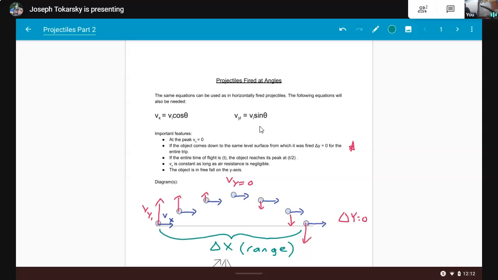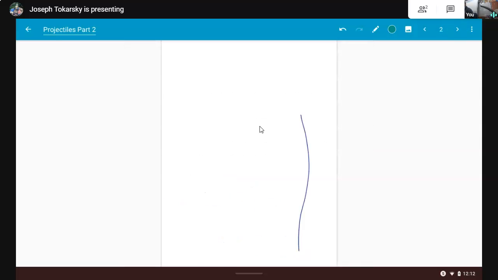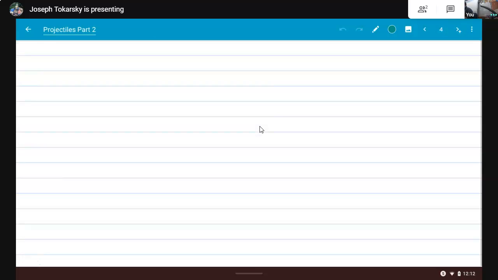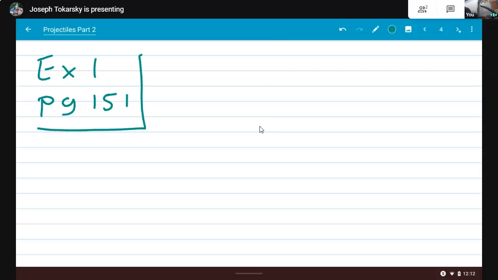Okay, moving along, I'm also going to include another part in the example, something they don't ask, but you will often get asked. So they ask for 2 things here. I'm eventually going to put in a 3rd thing at the end. So this is example 1 on page 151. And this is just an example of a projectile fired at an angle.